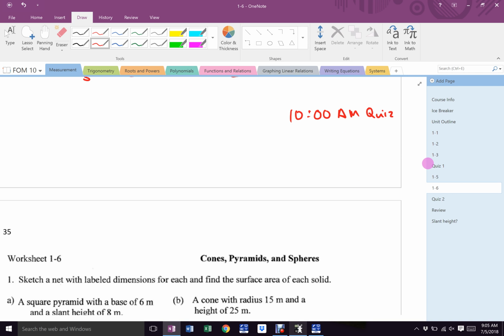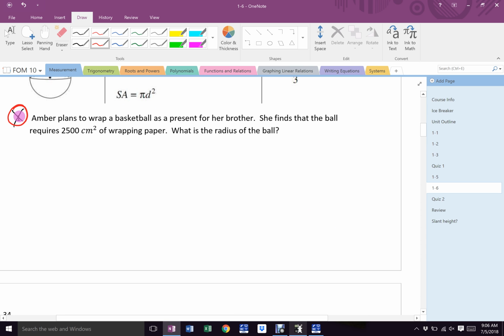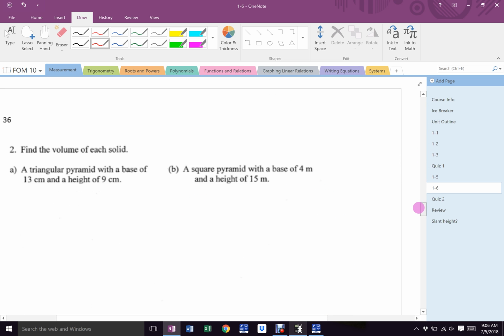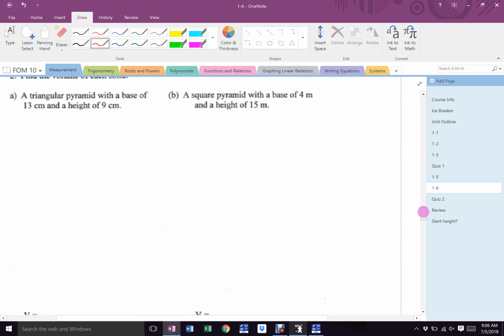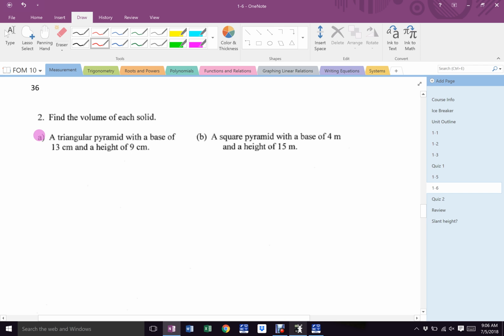Cool? All right, are you allowed to move around and work with whoever you want? Yes. Remember, surface area and volume are different things. We're going to come back and do number 1 later. Do not do 2A on page 36. I want to work through that with you. You can try it if you want, but it will frustrate you.